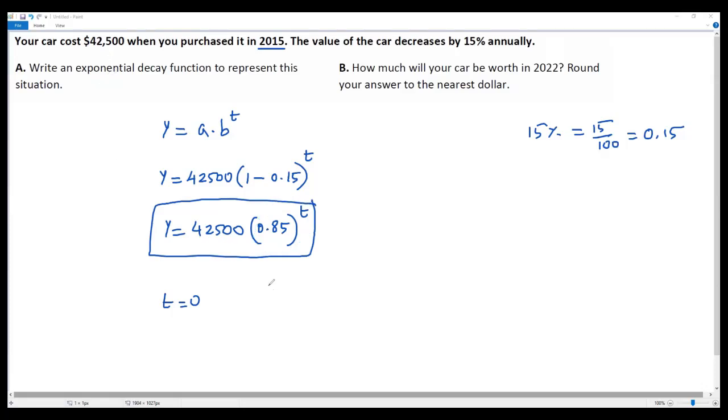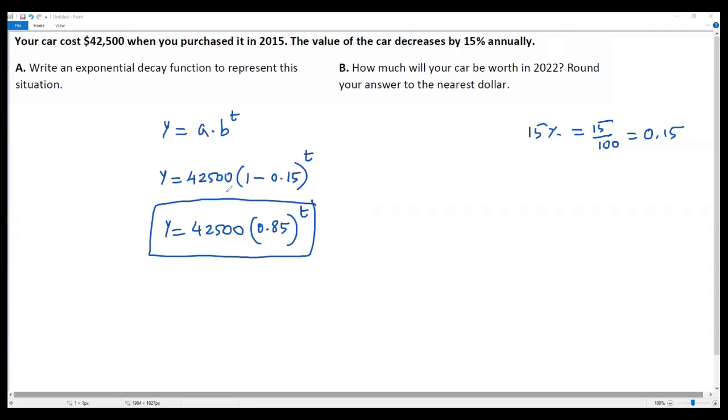If I plug in t equals 1, what will happen? t equals 0 refers to the year 2015. t equals 1 refers to the year 2016, that is 2015 plus 1. So when I plug in t equals 1, y gives the cost of the car in the year 2016. Anyways, this is the exponential decay function which represents the given situation.